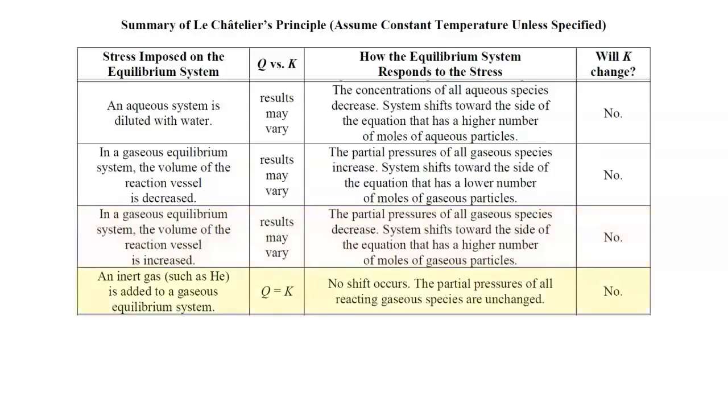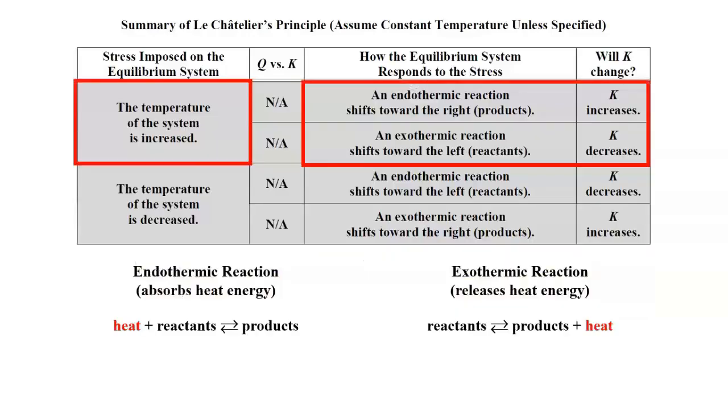What if you add an inert gas, such as helium, to the equilibrium system? For a gaseous equilibrium system, Q remains equal to K. No shift occurs. The partial pressures of all reacting gaseous species are unchanged. Okay, now we come to this part of the table where the temperature is changing and it will affect the value of the equilibrium constant K.